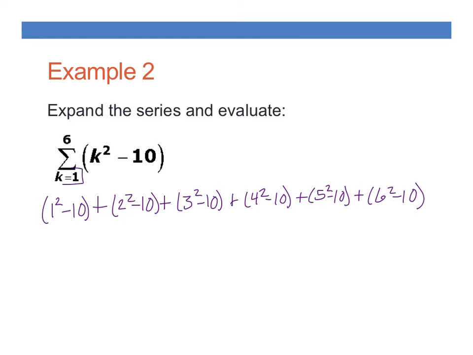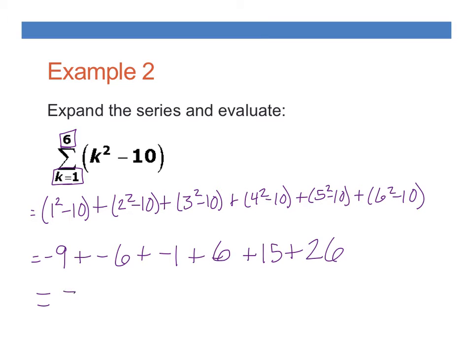Okay, so the bottom number here, k equals 1, says that's our starting point. The top number, the 6, represents our ending point. And we add all of these up. So 1 squared minus 10 is -9. 2 squared minus 10 is -6. 3 squared minus 10 is -1. 4 squared minus 10 is 6. 5 squared minus 10 is 15. 6 squared minus 10 is 26. And we get 31 for our sum.